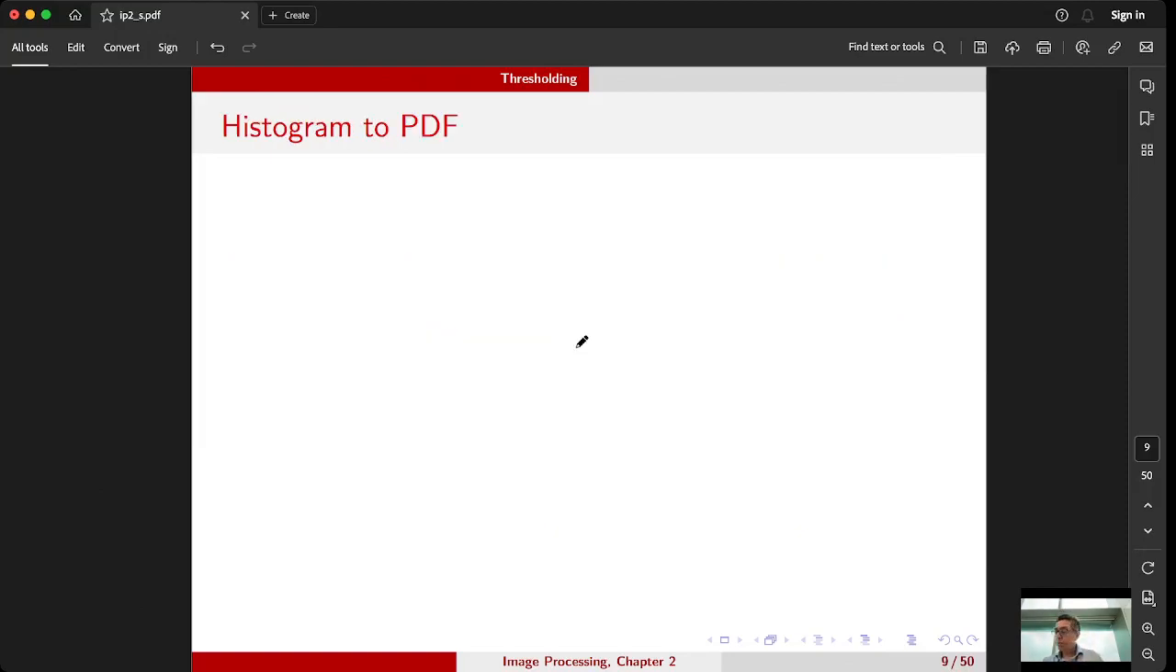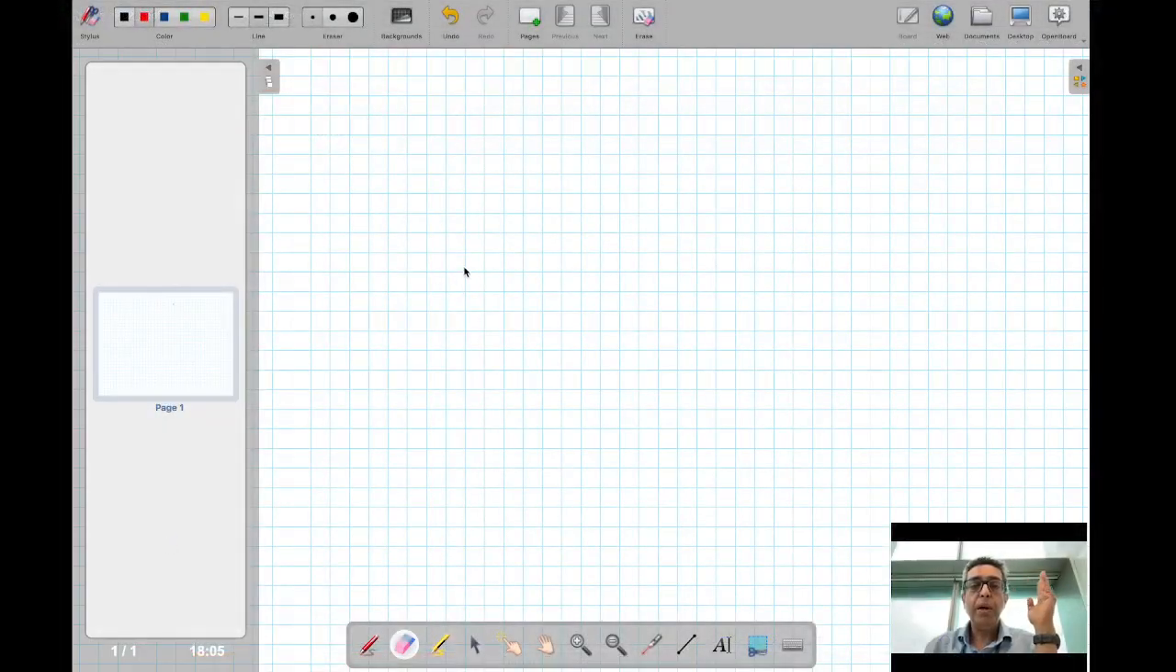Now what we need to do next is to relate the concept of the histogram, which of course everyone I'm sure understands, to a probability density function of intensities over pixels. So let's move on to trying to capture that idea. What I'm going to do is first of all draw an axis for our probability density function.